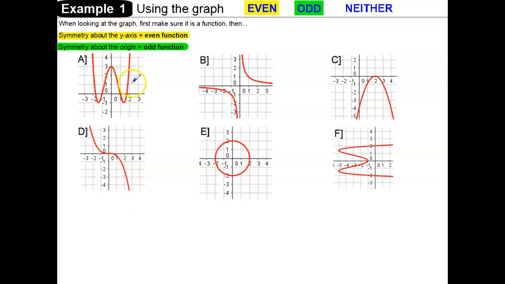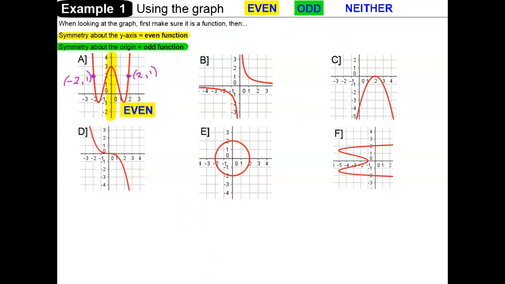So if I look at example A, there's my y-axis, and I can see that if I fold the graph over that y-axis, it makes a mirror image on both sides. So this point at 2, 1, if I reflect it over the y-axis, it corresponds to the point negative 2, 1, and that shows me that A is an even function.